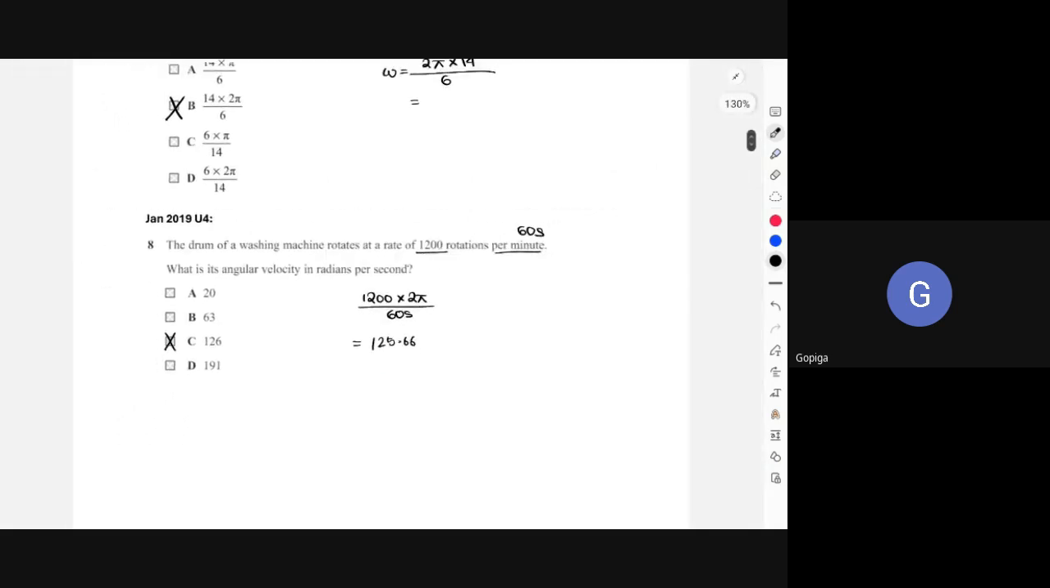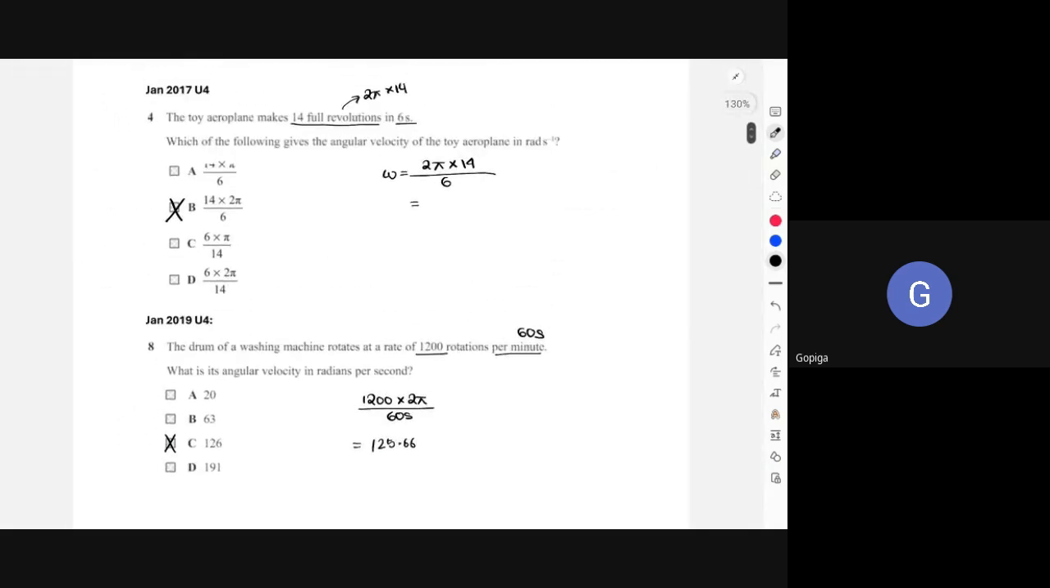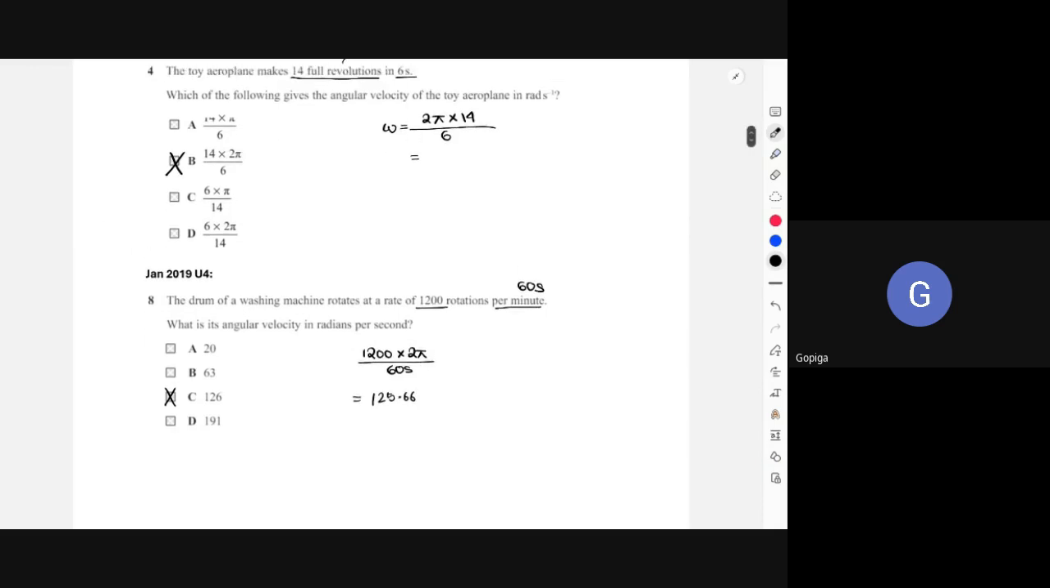Gopi, since you joined late, is there any problem for these next questions? No, ma'am. Okay, ma'am, could you do that circle question again? Okay.